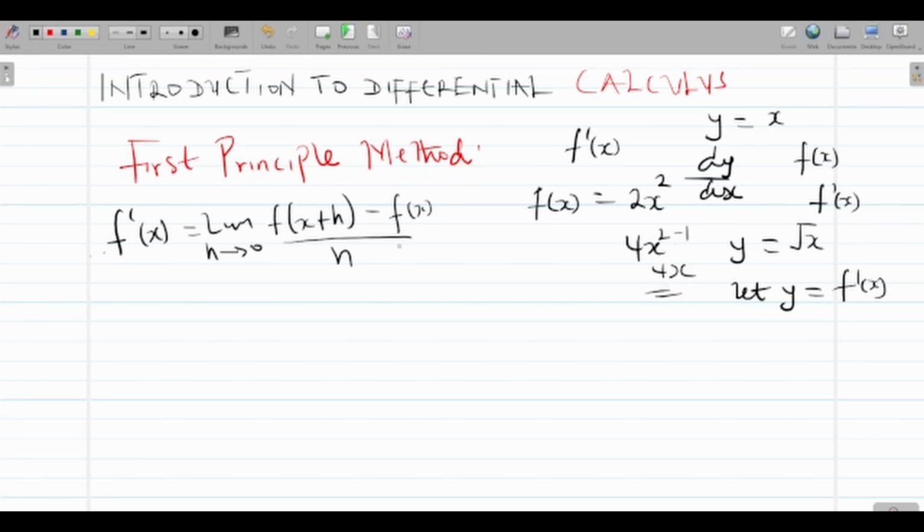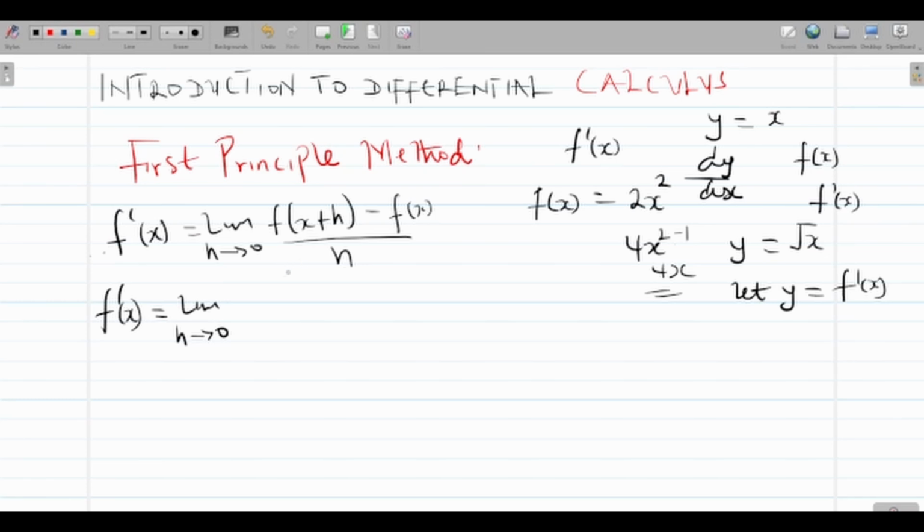All right, but in this case, it's not so. So I'm going to show you what to do right here. We say f prime of x. Remember that f prime of x refers to the derivative of f of x. So if f of x is 2x squared, then f prime of x is the derivative. This is equal to the limit as h approaches 0.